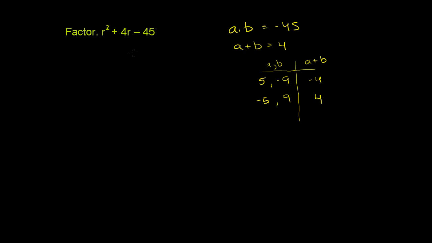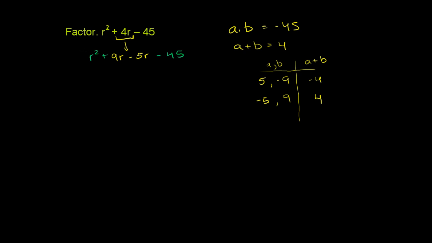So now that we found the numbers whose product is equal to 1 times negative 45 and whose sum is equal to 4, let's break this 4r up into 9r minus 5r. I broke that 4r up using our two numbers. And then I could put the r squared out front, r squared, and then we have a minus 45. And now we're ready to group this and then factor by grouping.